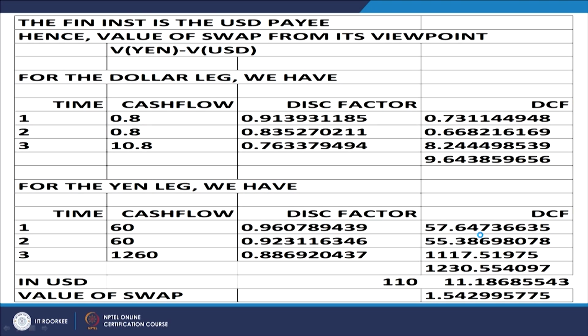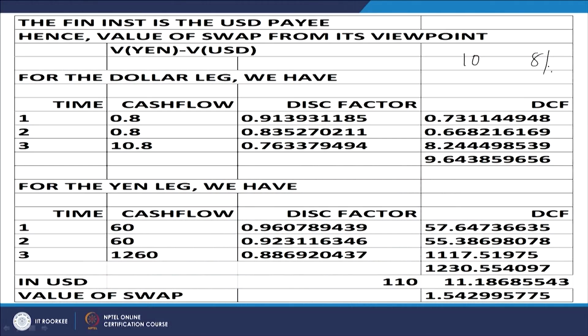The principal is 10 million and the rate is 8%. Therefore, the cash flow in dollars will be 0.8 million, and there will be a return of principal, which is also given. So, it will be 10 million plus this 0.8 million at the end of year 3.